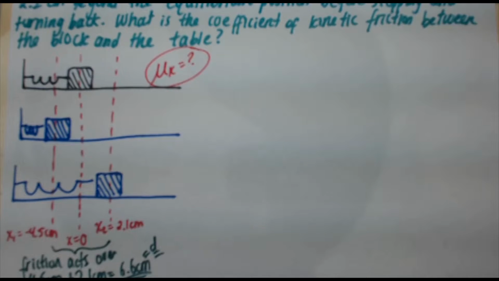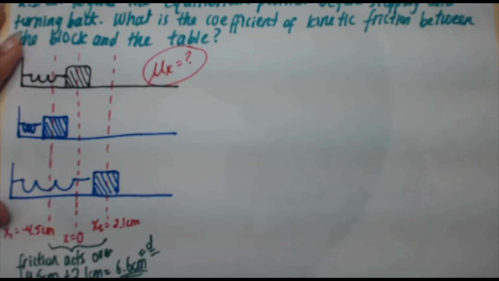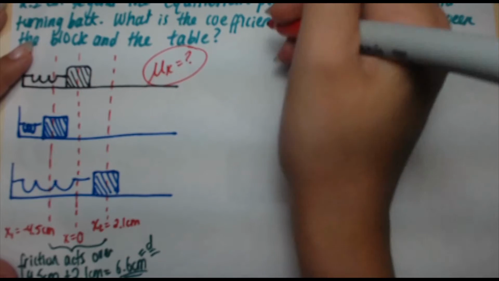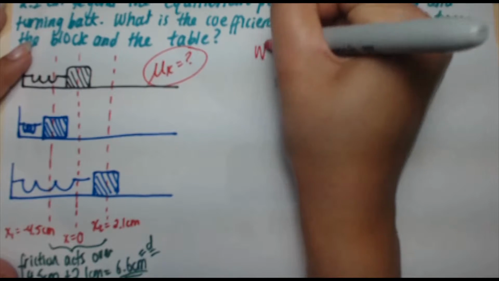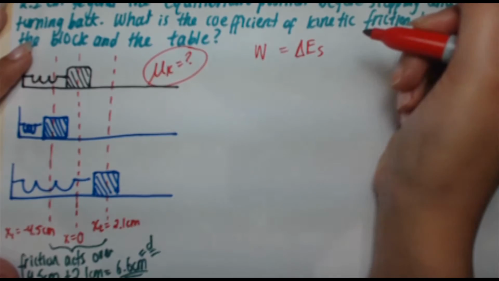Because this is a law of conservation of energy problem, I'm going to solve it using the work-energy theorem. So up until now, we've looked at work equals the change in kinetic energy. However, in this question, we not only have kinetic energy changing, we also have spring or elastic energy changing. So what I'm actually going to do is set the work equal to the change in spring energy.